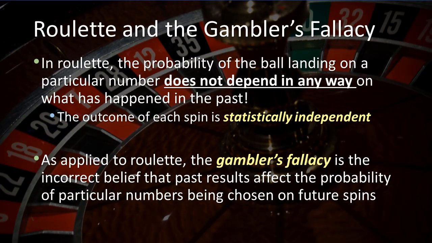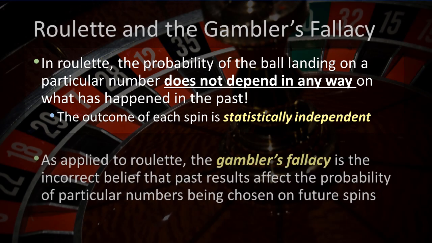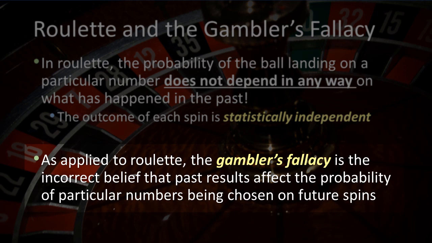Before continuing, I just want to make a few comments about the gambler's fallacy. In roulette, it is critical for an intelligent player to understand that the probability of the ball landing on any particular number does not depend in any way on what has happened in the past. Put differently, the outcome of each spin is statistically independent from every other spin. As applied to roulette, the gambler's fallacy, then, is the incorrect belief that past results affect the probability of particular numbers being chosen on future spins.